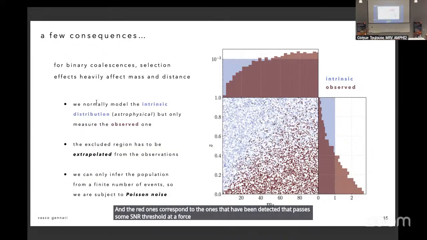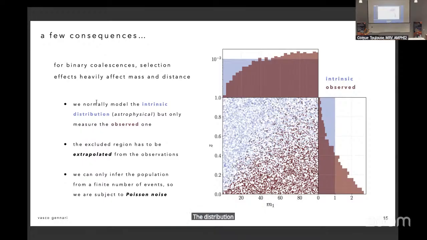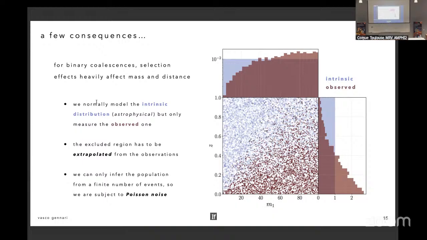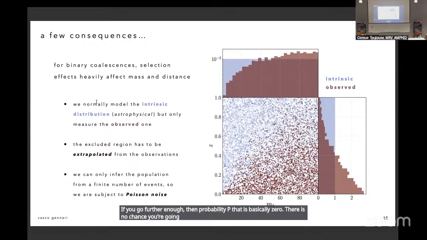This is just an example, but it's to show you that the distribution of the observed events, the red one, really differs from the intrinsic one. So for example, events very close in redshift have a higher probability of being detected, but if you go farther, then the probability drops down as expected. If you go far enough, then p-det is basically 0. There is no chance you're going to observe an event.